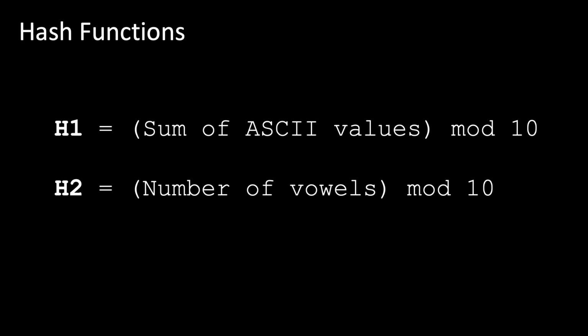I have 2 exemplary hash functions here. Hash function 1 takes as input the email address and outputs the sum of all ASCII values, modulo 10, of course, so we are within the 0 to 9 value range because we have 10 bits. Hash function 2 also takes as input the email and returns the number of vowels in the email, also modulo 10.